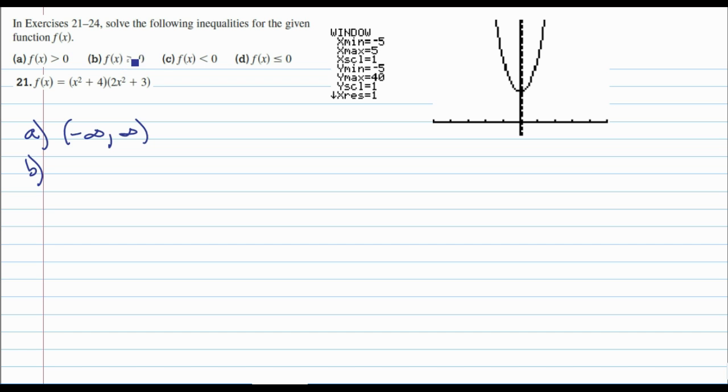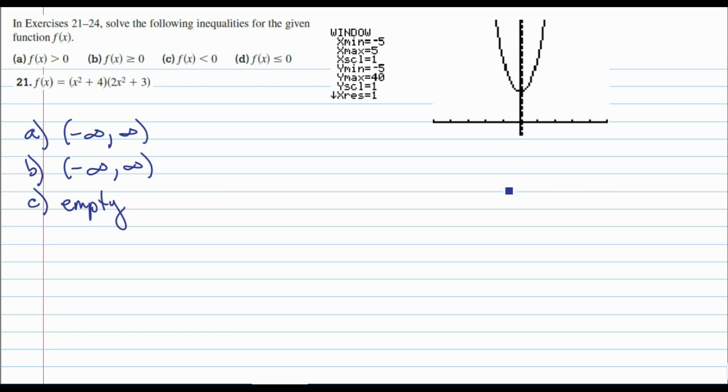Part B, where is the function greater than or equal to 0? Well, it isn't actually equal to 0, but it is greater than everywhere, so that's still negative infinity to infinity. Then part C, where is this function less than 0? That set is empty.